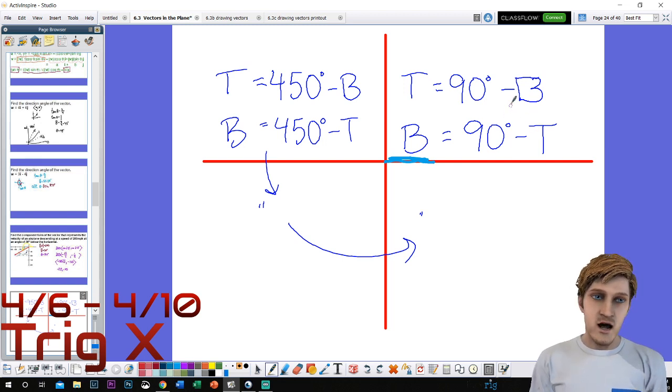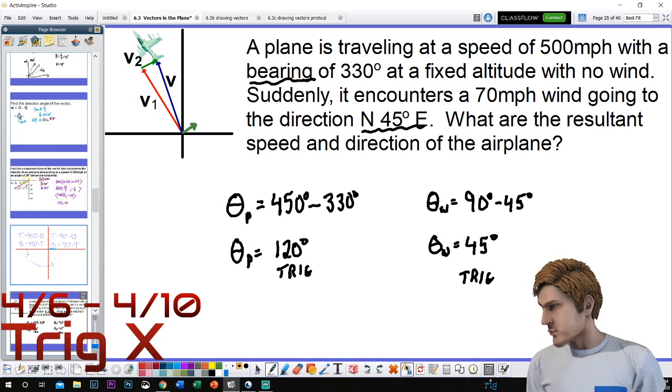In quadrant 1, you can take 90 degrees minus the bearing, and that'll give you the trig value. And vice versa with trigs and bearings, they can be interchanged. For quadrants 2, 3, and 4, the formula would be 450 degrees minus the bearing. That will give you the trig value. And it works for all the other quadrants. Alright, now we're going to use this on this problem right here.